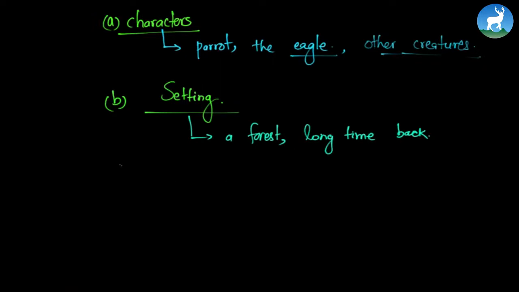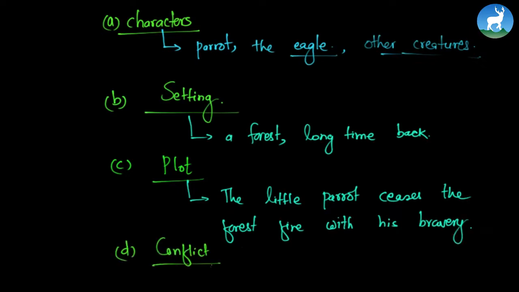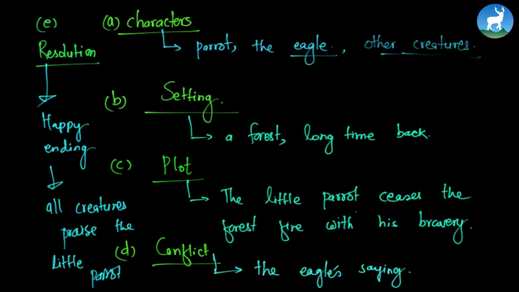Let's go to the third element of the short story, which is known as plot. What is the plot? Plot is the little parrot seizes the forest fire with his bravery. Let's go to the conflict. What is the conflict? The conflict is the eagle saying something like that. What is the resolution? How does the story end? It is a happy ending.